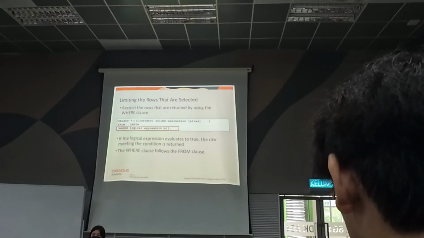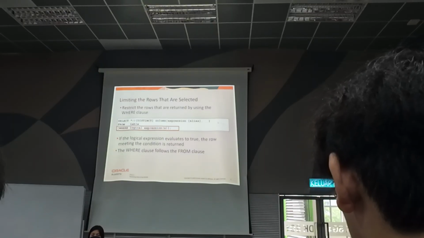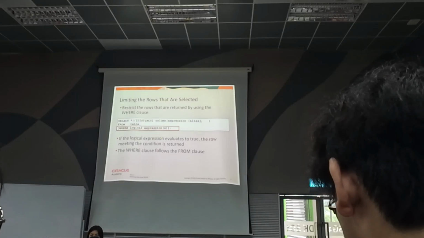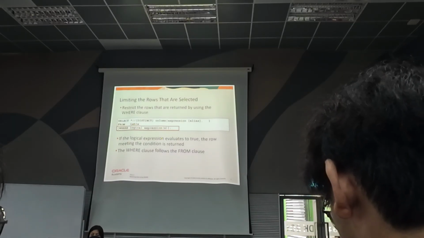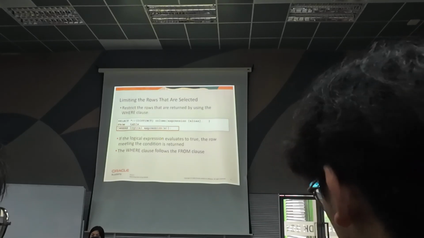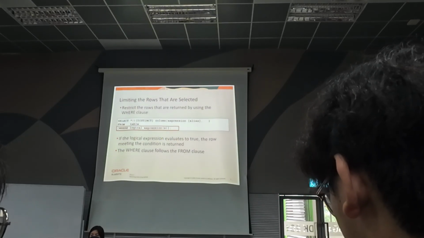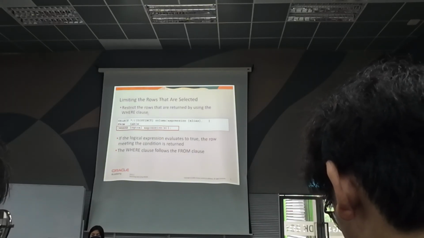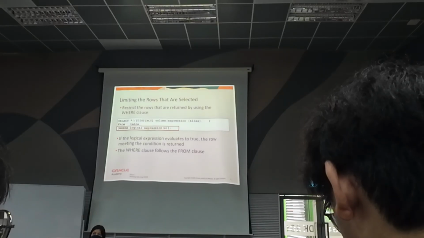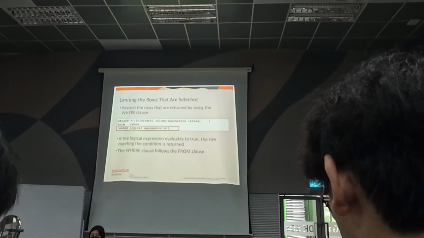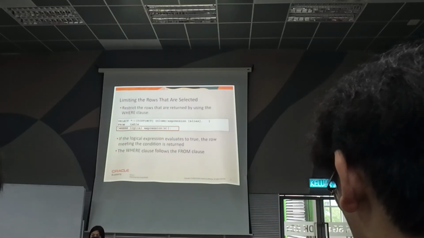So how do you limit the rows? In the select, you can put select asterisk, which means select all, or select certain columns from the table name. Then you put where, then you put your logical expression. This will restrict the rows returned by using the where clause. So you put some condition. Just now the condition is I only want to see the employees that come from department IT. If the logical expression evaluates to true, then the row meeting the condition will be returned, so it will show in the result.